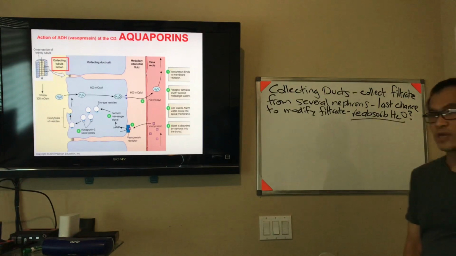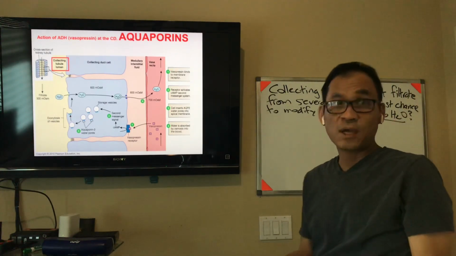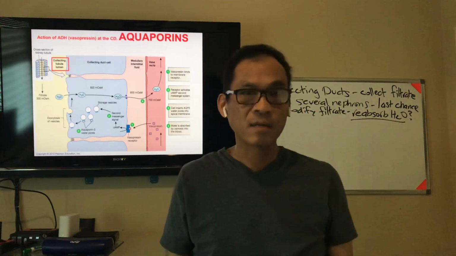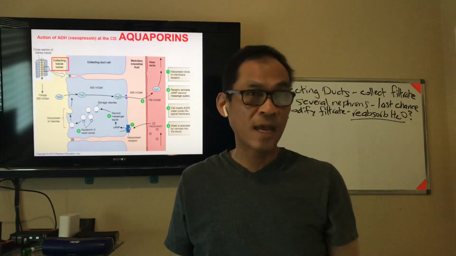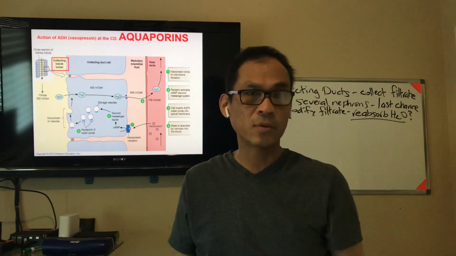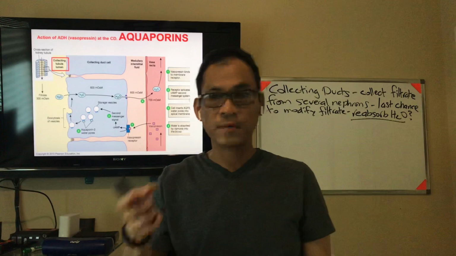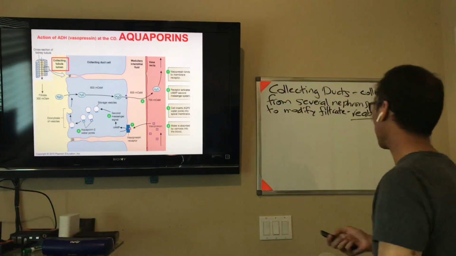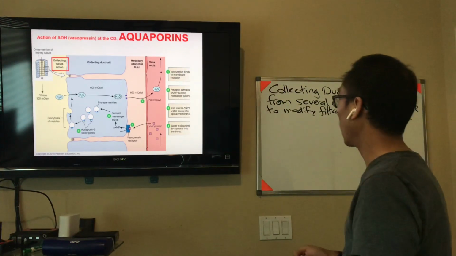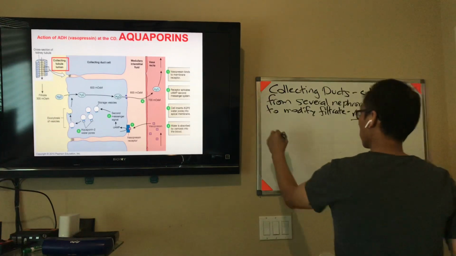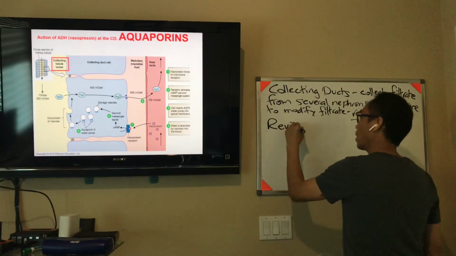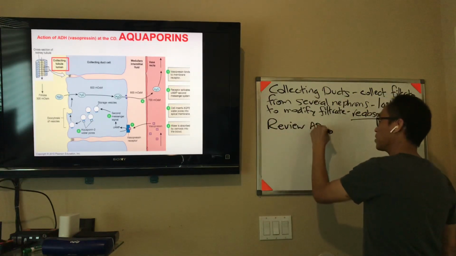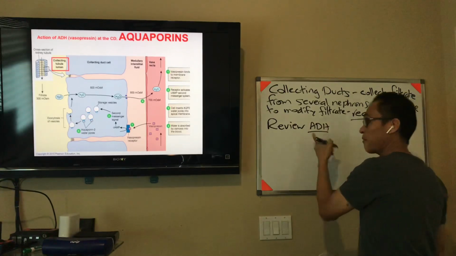If you're well hydrated, you don't need to. You can increase the urine output. If you're dehydrated, you want to reabsorb every drop that you can to conserve it in the body. You don't want to lose that fluid volume to the urine. So this is why it's the formation of concentrated or dilute urine. So you need to review the action of ADH because you still need to know that for this test.